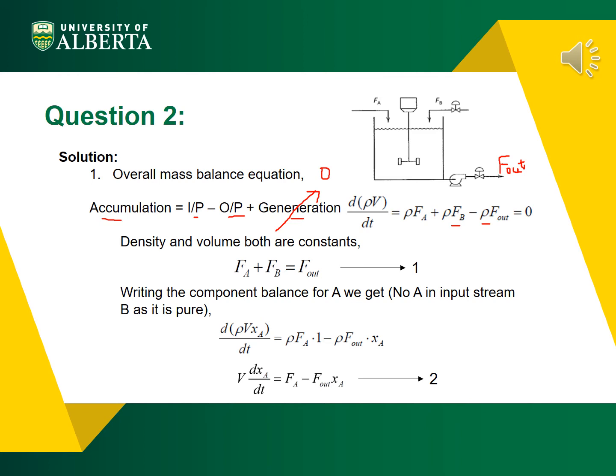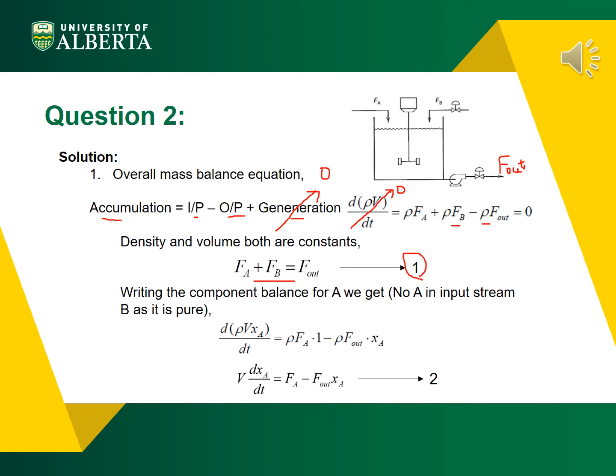So this is the equation you will arrive at if you start deriving. And then because density and volume are both constant in this problem, d by dt of rho into V, rho and V both being constant, would become 0. So if you simplify the mass balance equation, what you would get is Fa plus Fb is equal to F out. Let this be equation 1.